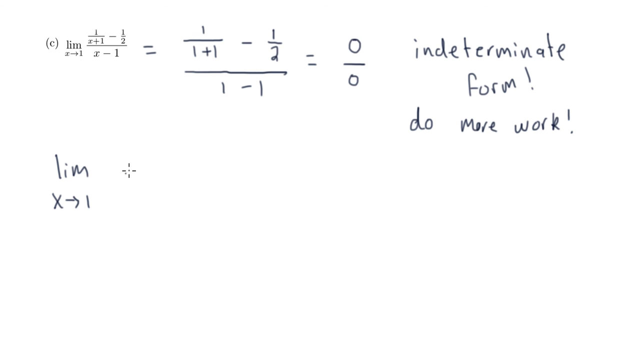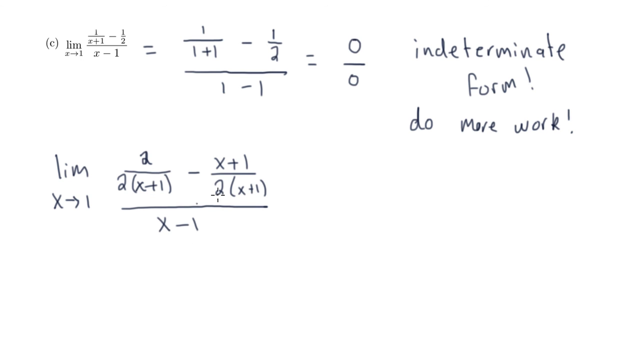So we're going to get a common denominator. So we'll have 2 over 2 times x plus 1, minus x plus 1 over 2 times x plus 1. So notice that I just multiplied this fraction by 2 over 2 and this fraction by x plus 1 over x plus 1. And then over x minus 1. So I haven't done anything, but now I can combine these two fractions.